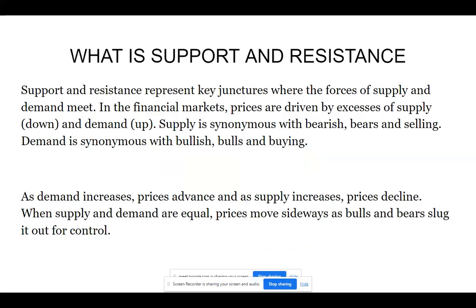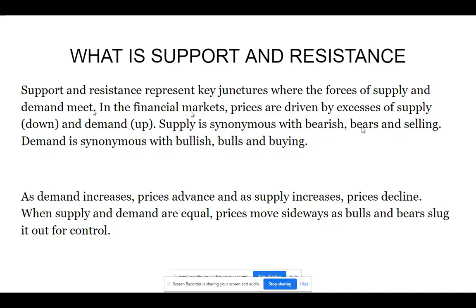Support and resistance. Okay. So when we are talking about support and resistance, they represent the key junctures where the forces of supply and demand meet. In the financial market, prices are driven by excess of supply, which is down, and demand, which is up.